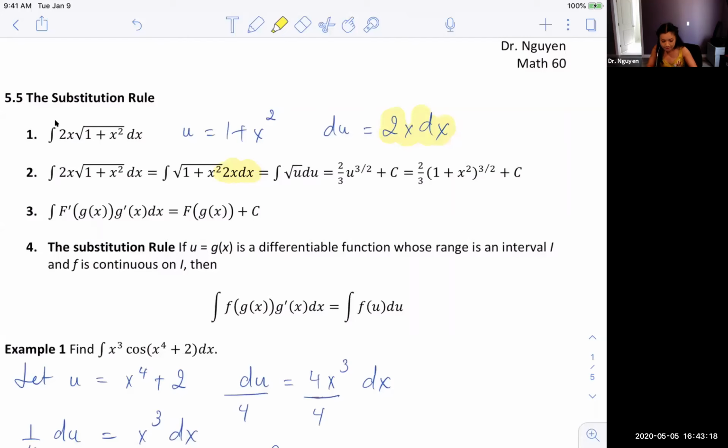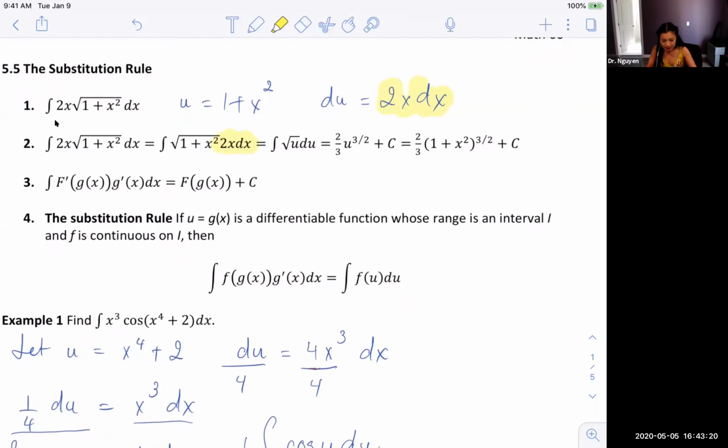Okay, so if you see, it's more like a composition with the chain rule. You see we have f of g of x, and then you have the chain rule inside. You have the g prime of x. You should work with f of u du instead. Okay, now not all problems are going to lay out nicely for you like that.